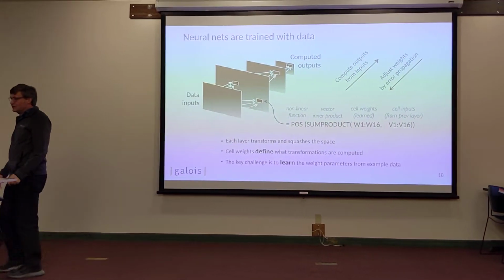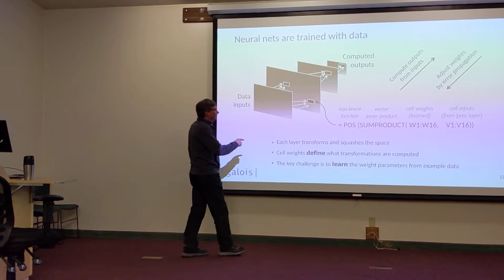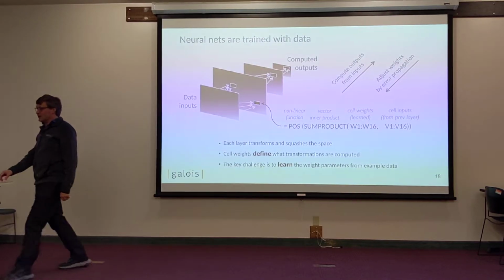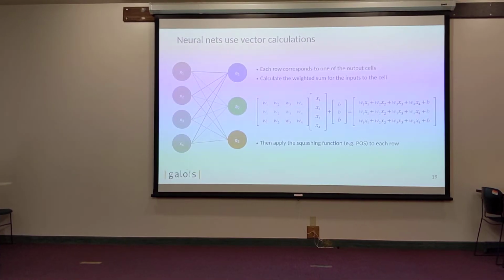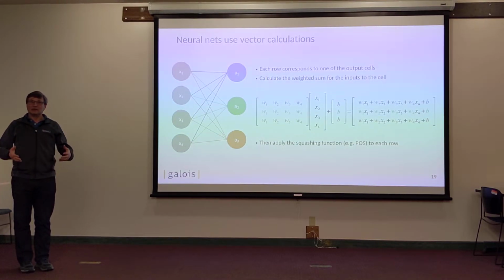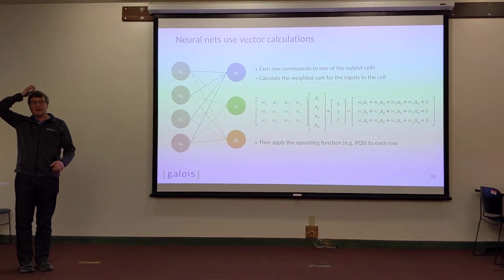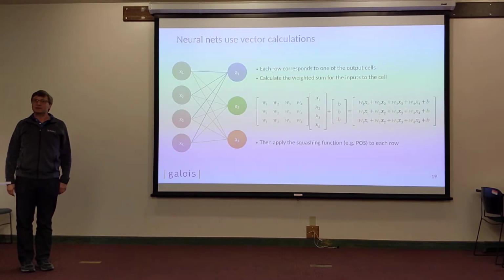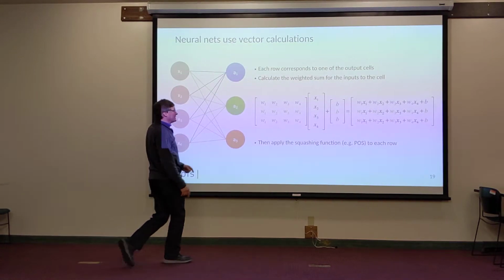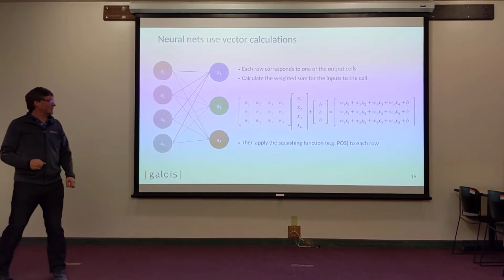So the key challenge is to learn these weight parameters from the example data. So I want to talk about two things. First of all, what's going on here with this sum product thing. So here's one touch into mathematics. It's just vector calculations. So those of you who've done stuff with vectors or matrices, that kind of world, this is the world that you're in. So much of the power of the modern AI comes just from doing matrix calculations. You may have heard of TensorFlow coming out of Google. TensorFlow is a powerful machine for doing vector calculations and things related to vector calculations.